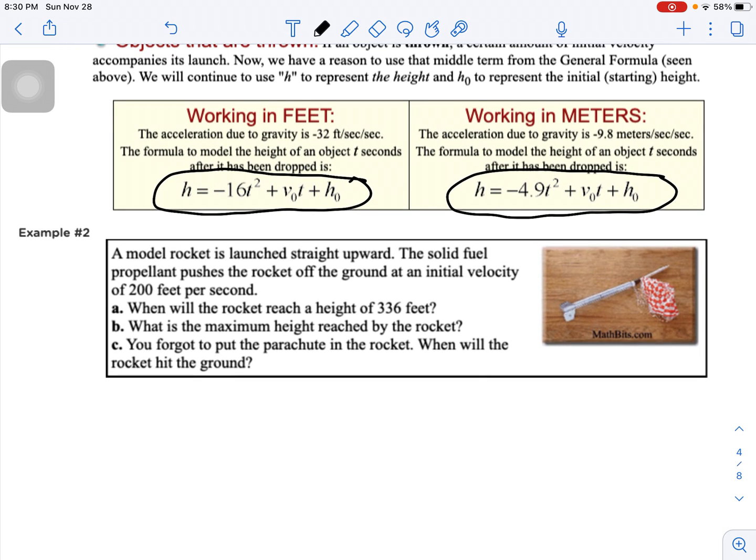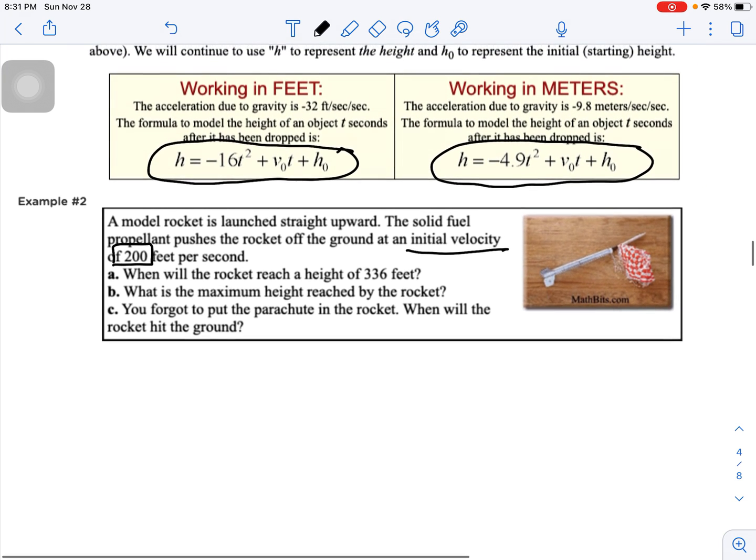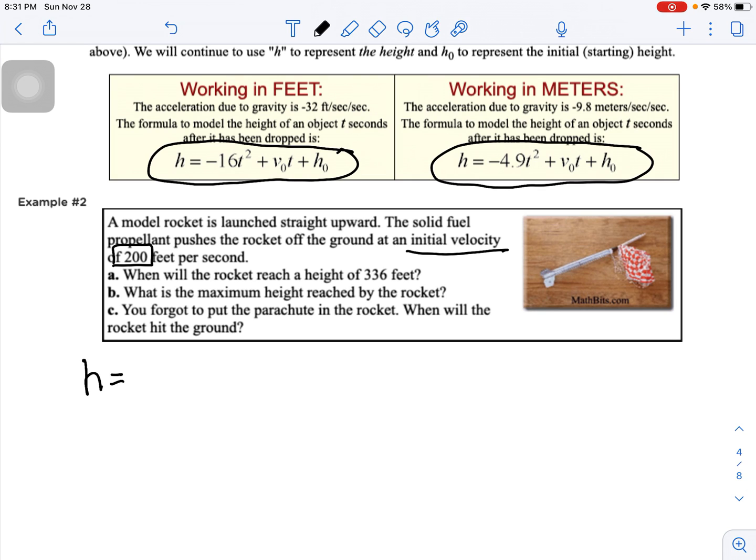A model rocket is launched straight upward. The solid fuel propellant pushes the rocket off the ground at an initial velocity of 200 feet per second. All right, so let's go ahead and fill in our equation. h equals, and it's feet, negative 16t squared plus 200t plus, a model is launched straight upward, and it pushes it off the ground. That means the initial height is 0.